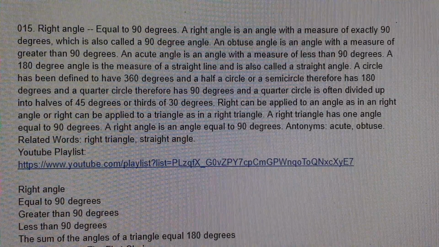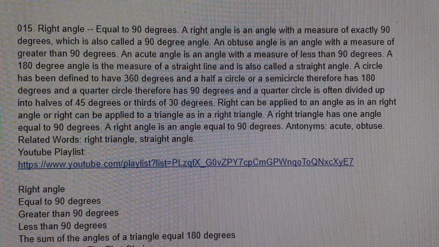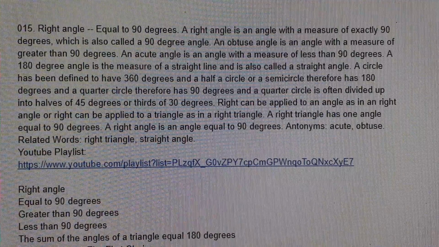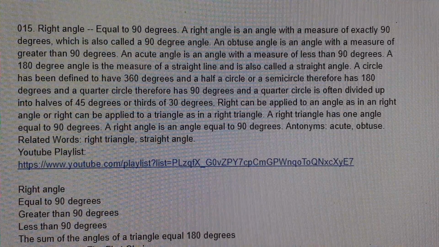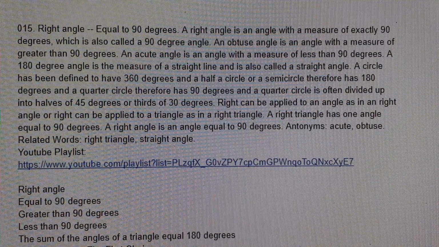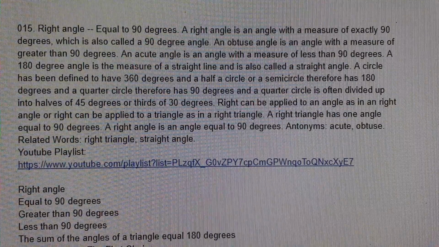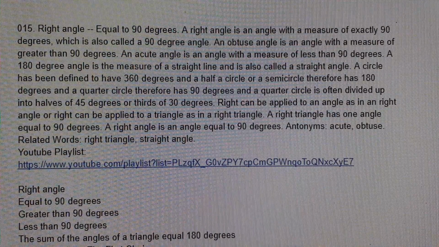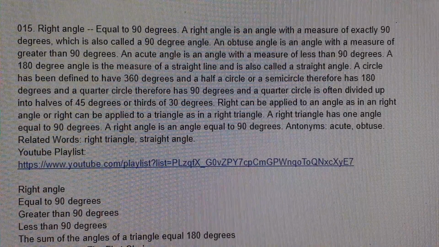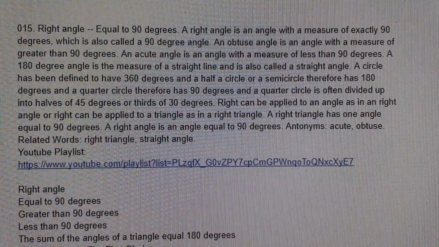A 180-degree angle is the measure of a straight line, and is also called a straight angle. A circle has been defined to have 360 degrees, and a half a circle, or a semicircle, therefore has 180 degrees, and a quarter circle therefore has 90 degrees, and a quarter circle is often divided into halves of 45 degrees, or thirds of 30 degrees.